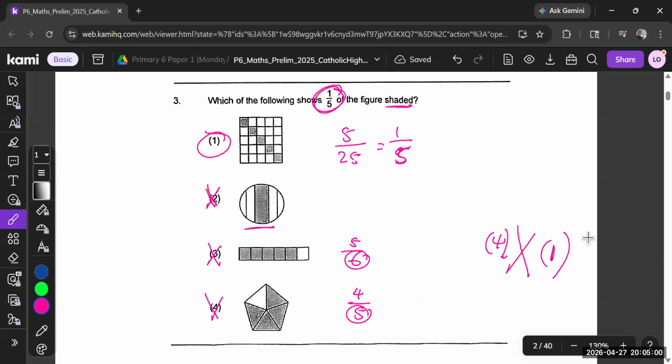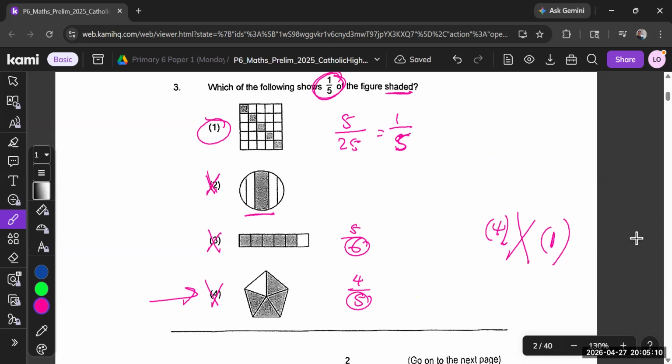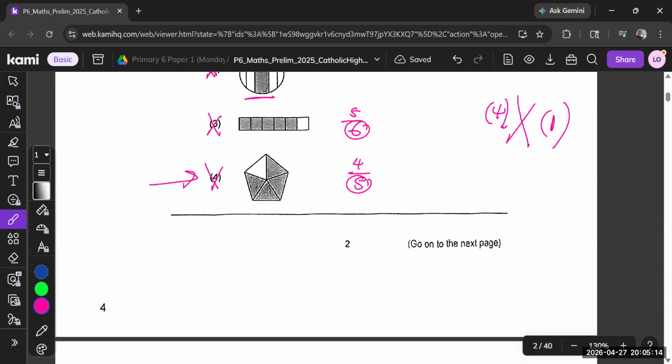All right, some of you do very fast. You didn't read carefully, and you choose number 4, and that's very dangerous. When the question gets very easy, you become overconfident, and then what happened? You need to slow down to read carefully first. Otherwise, you make careless mistake.